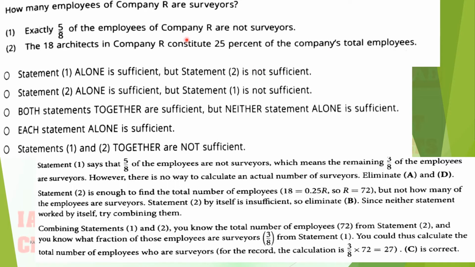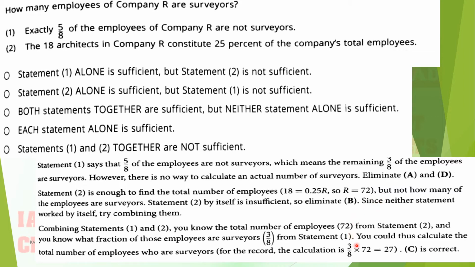Next, third step: after eliminating the first statement as well as the second statement, go for the third statement. The third statement says both statements together are sufficient. So combine these two statements. Statement 1 says just the fraction is given, 3/8 of the employees are surveyors. Statement 2 provides the total number of employees, that is 72.